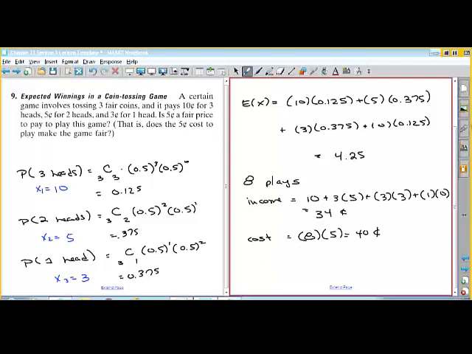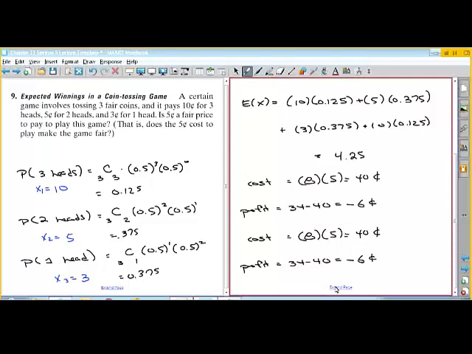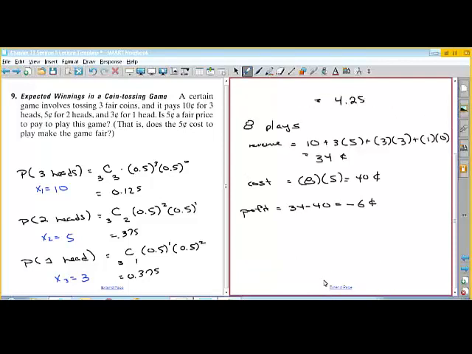So my net, if I could, well, that's not really, I guess I'll call this revenue instead. Revenue. So my profit on average, my profit total is going to be 34 minus 40, which is negative 6. So each time for playing 8 times, I lose 6 cents.